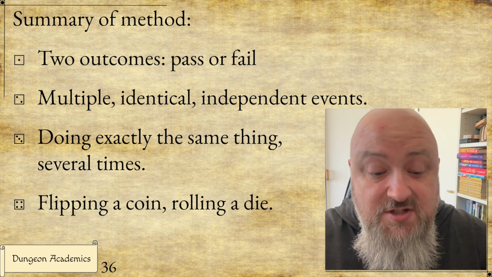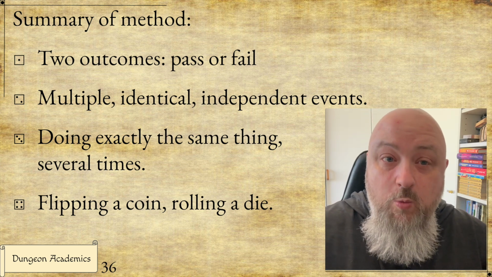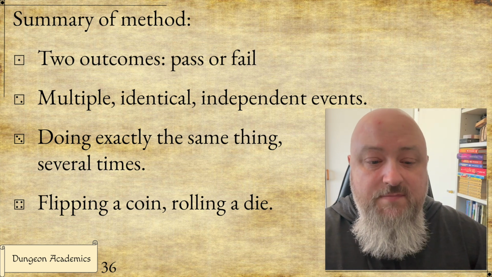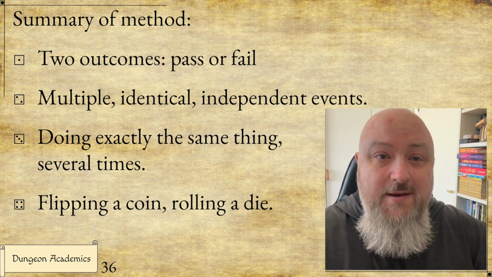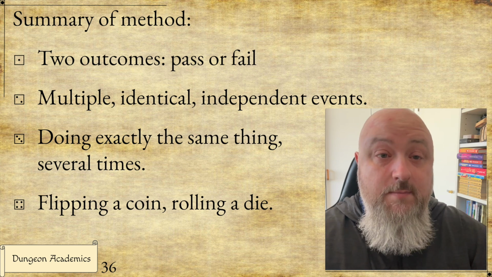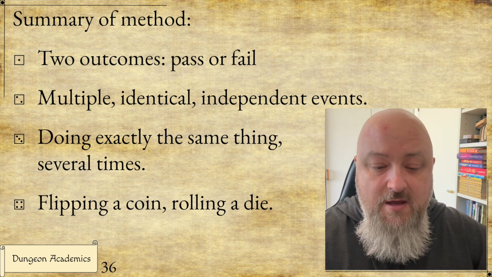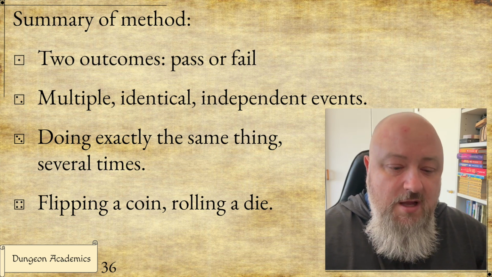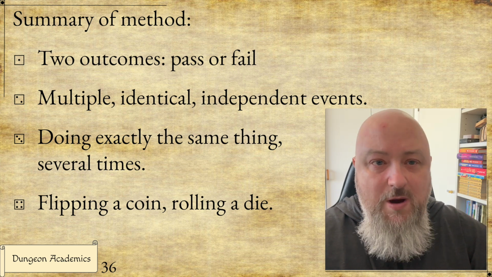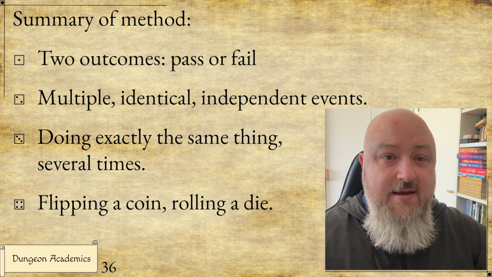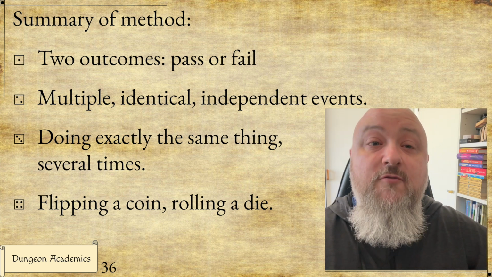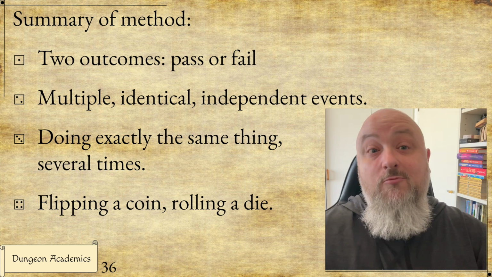Okay, so as a summary of the method, where do we use binomial probability? Well, we use it when we have events with 2 outcomes, which we traditionally label pass or fail, where we are dealing with multiple identical events, where we are doing exactly the same thing several times. For example, flipping a coin, rolling a dice.